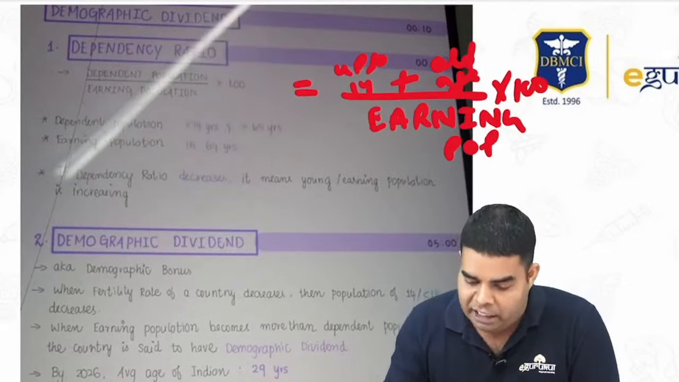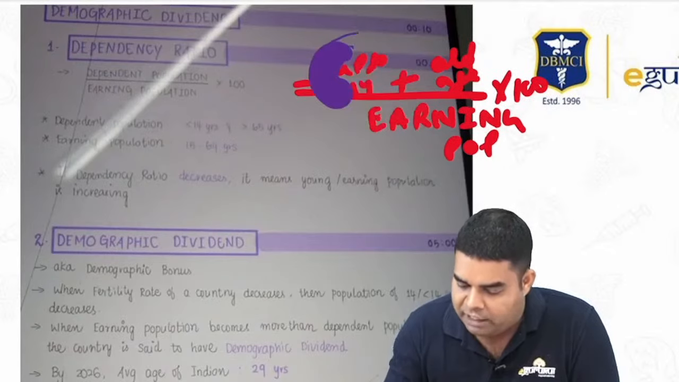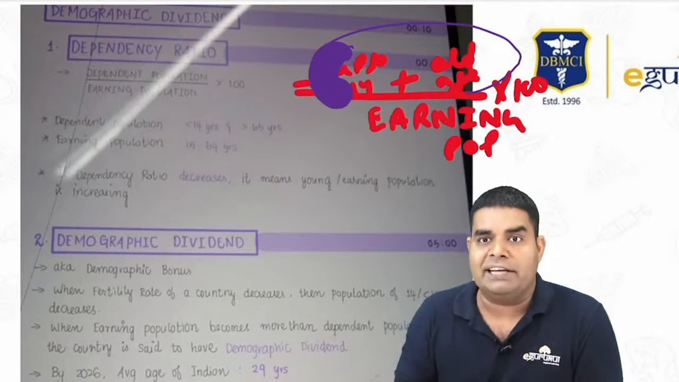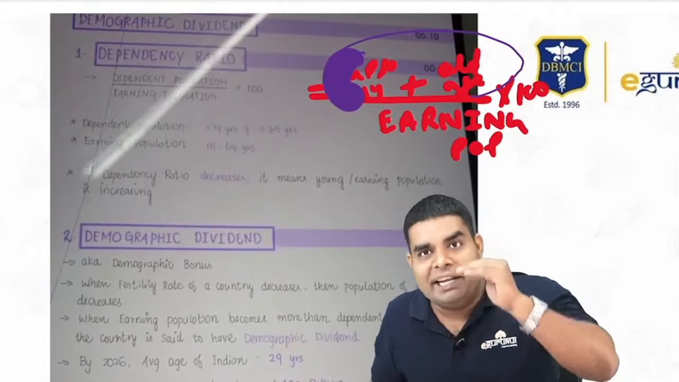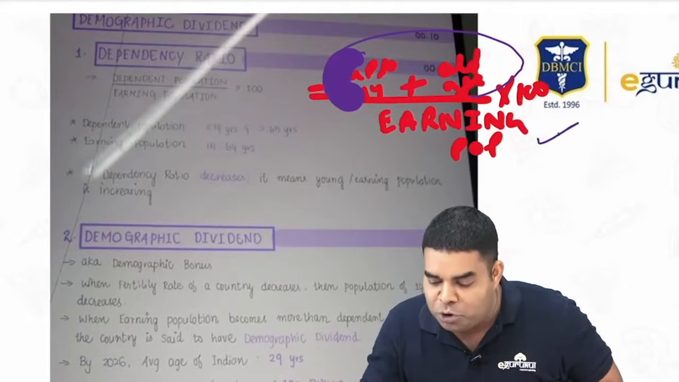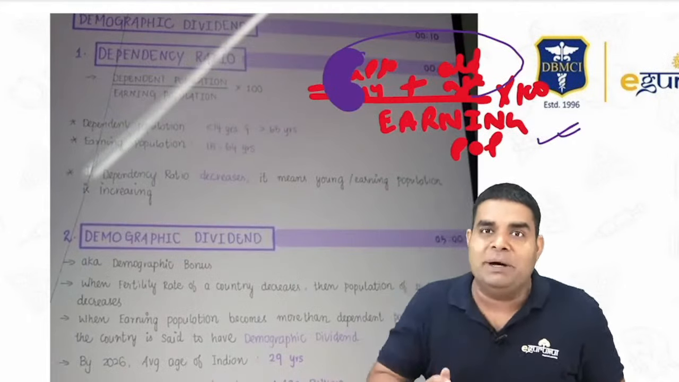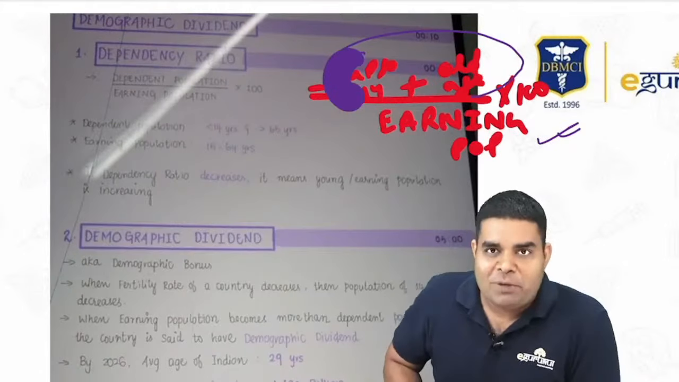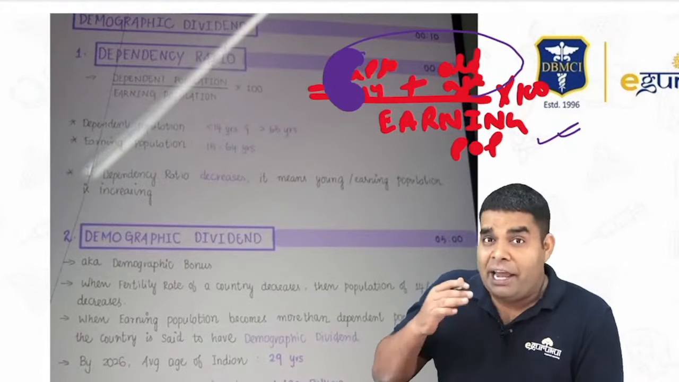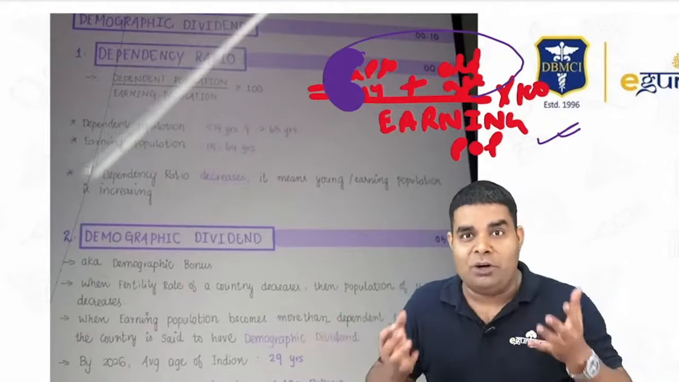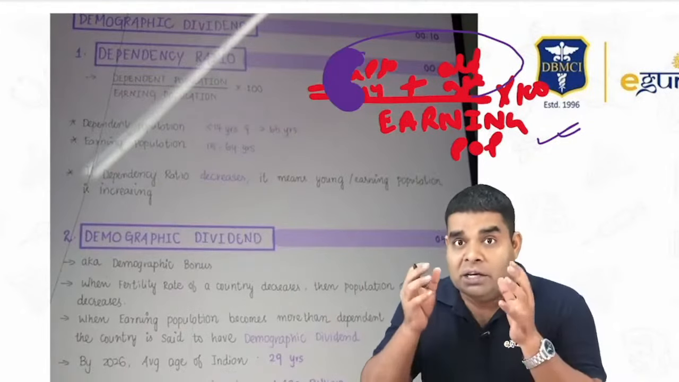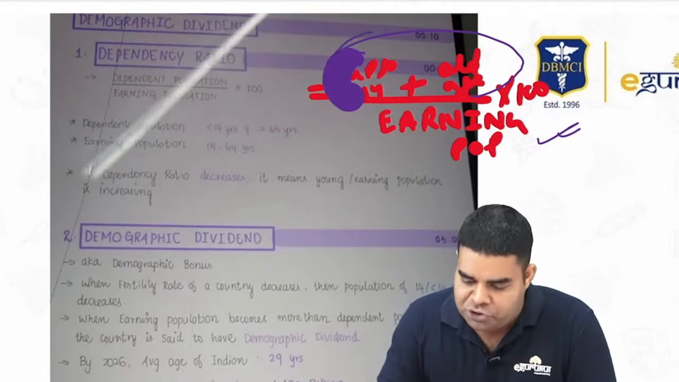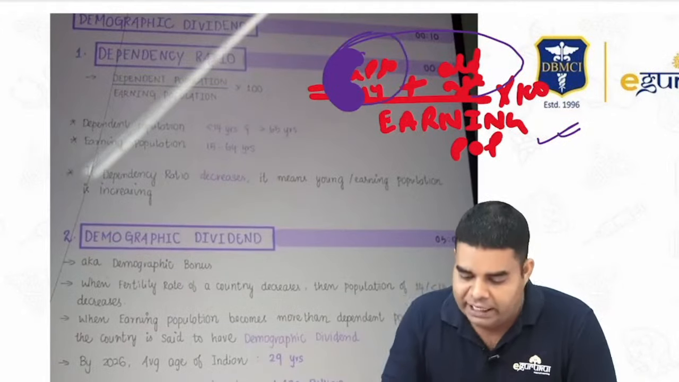How many people are dependent? The numerator is telling us how many people are dependent, and the denominator is telling us how many people are earning. So we want to have less and less dependency ratio. We want more people to be in the earning group and less people in the dependent group. So if people start using contraceptives, condoms, OCP and other things, then our young age population of children less than 14 years will decrease.